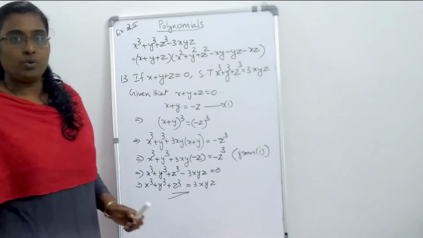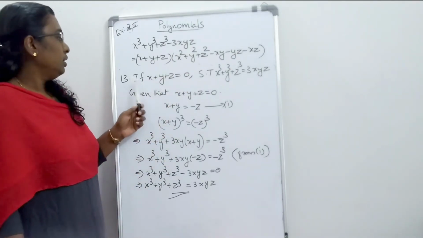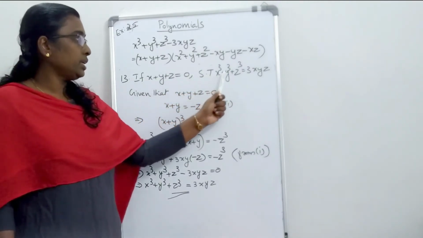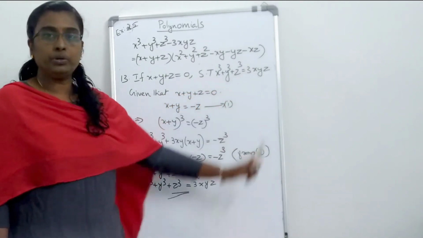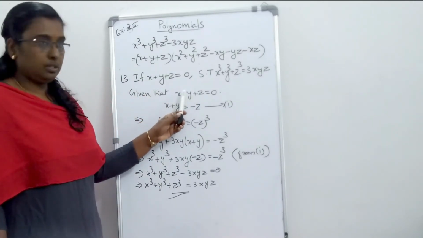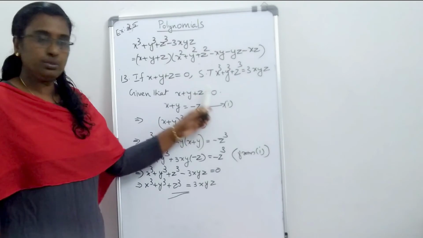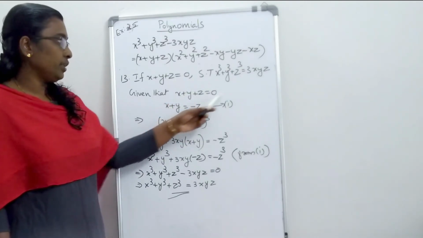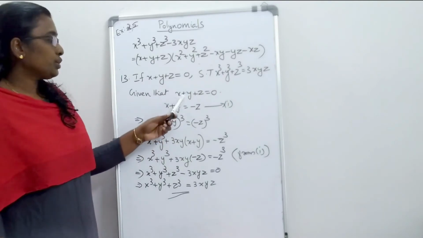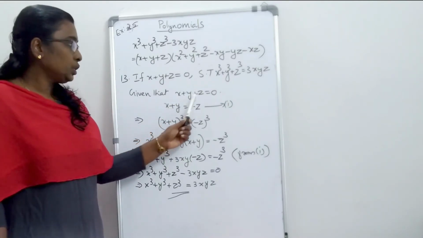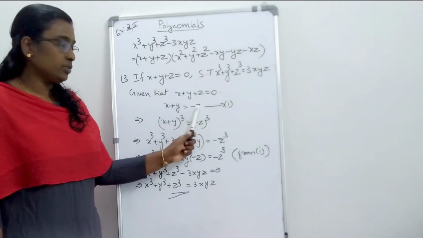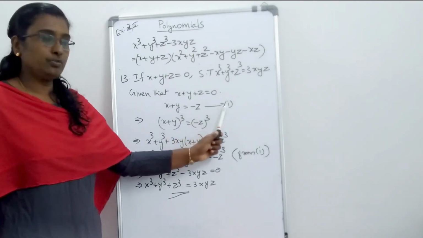Okay. Once more I will explain this one. The question is, if x plus y plus z equal to 0, show that x cube plus y cube plus z cube equal to 3xyz. The given condition is x plus y plus z equal to 0. From this condition, we have to reach this equation. In order to do this, we transfer plus z to RHS. This becomes minus z. This is equation 1.